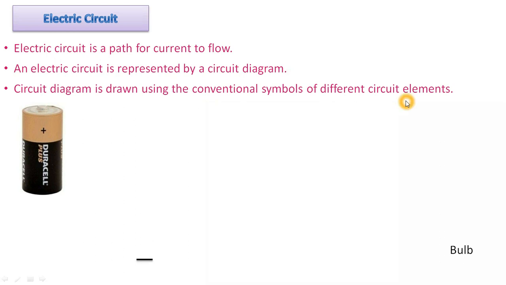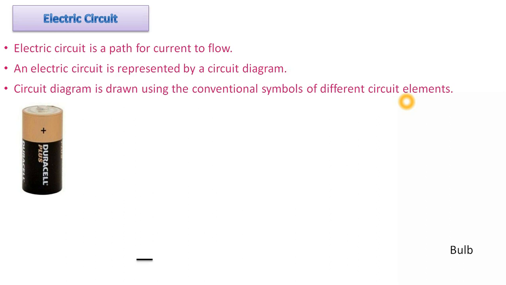Now, what are these circuit elements? These are nothing but the things which are present in a circuit, like battery, bulb, resistors, capacitors, wires. So all these things are circuit elements. Now, for each circuit element, there is a specific symbol which is used. Now, it's not always possible to draw a circuit where you draw a battery, you draw a resistance, you draw a wire, you draw the entire circuit like that.